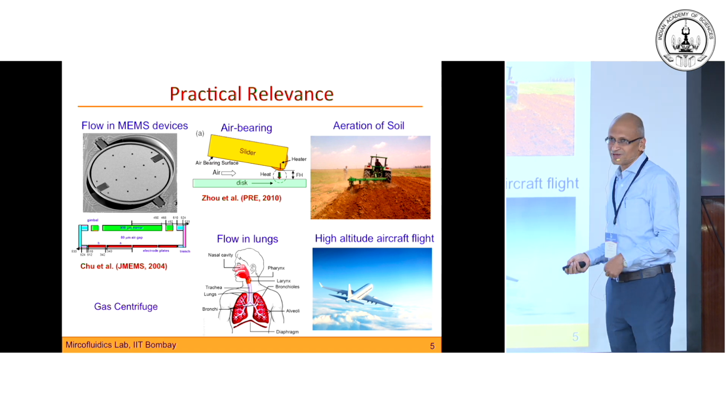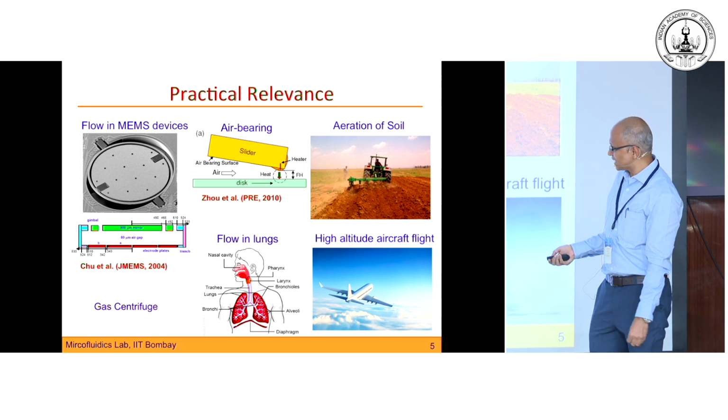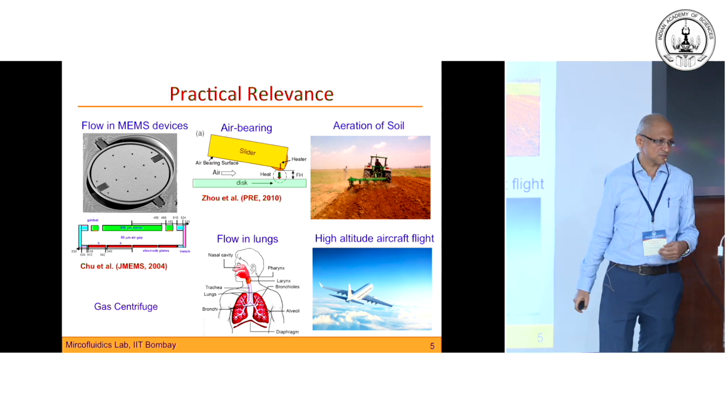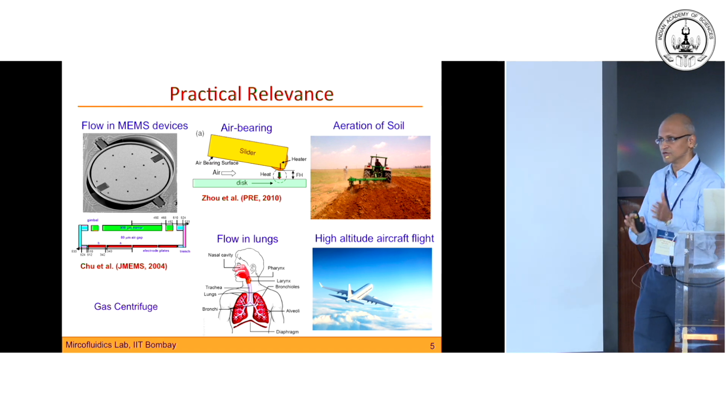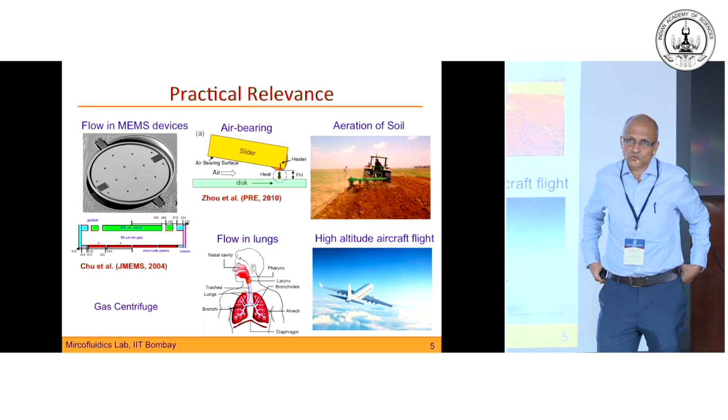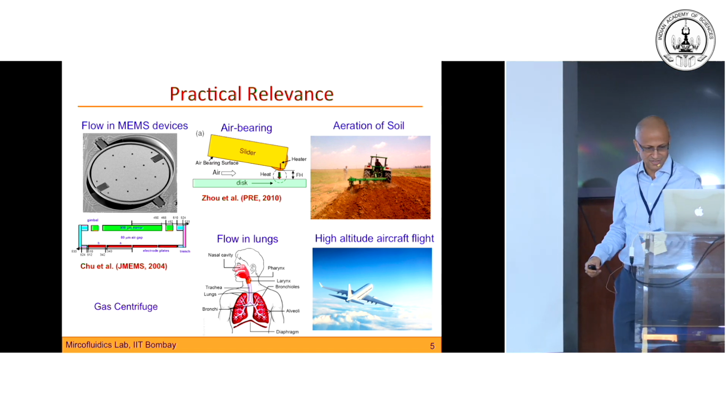Similarly, if you're looking at high-altitude aircraft flight, or at gas centrifuges, of interest to BARC for example, these are all examples where the flow starts coming into the slip and the transition regime, and it is beyond the purview of Navier-Stokes. That's what we start to realize.